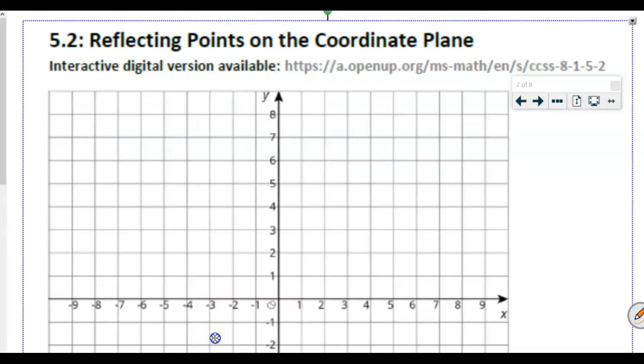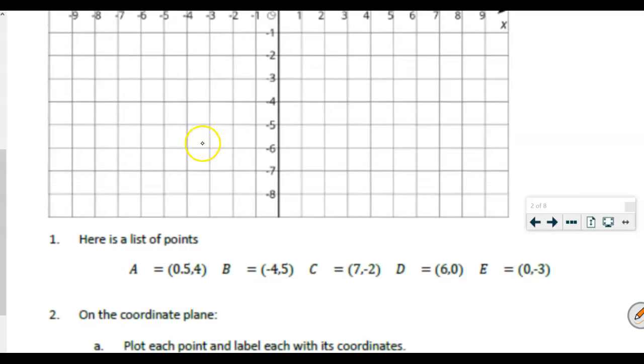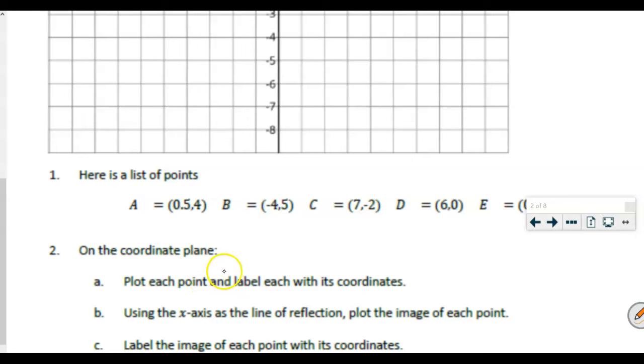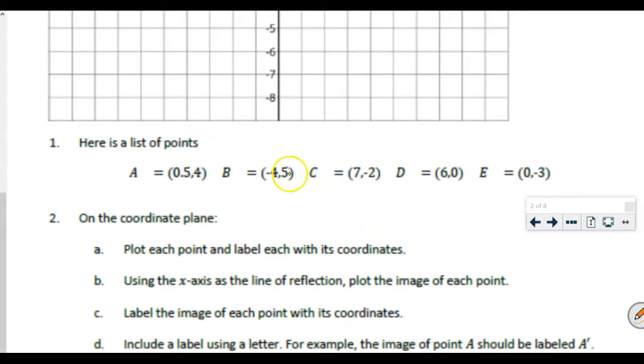Now, let's move on. We're going to talk about reflecting points on the coordinate plane. It looks like I am going to have to shrink my screen a little bit so that we can see it all at once. Let me go over the directions so that you can get started. We have a list of points, and on the coordinate plane, I want you to plot each point and label it with its coordinates. That means when I plot the point A at 0.5, 4, I'm going to label it 0.5, 4 so that I remember what it is. So please take a minute to get all of that done.